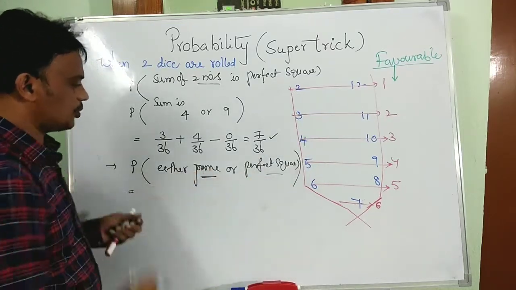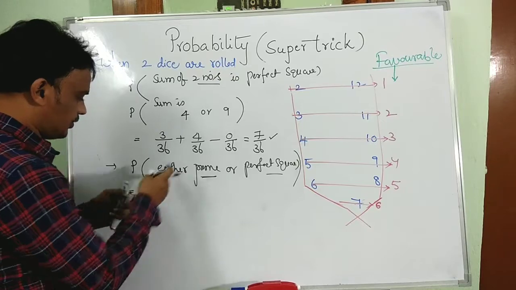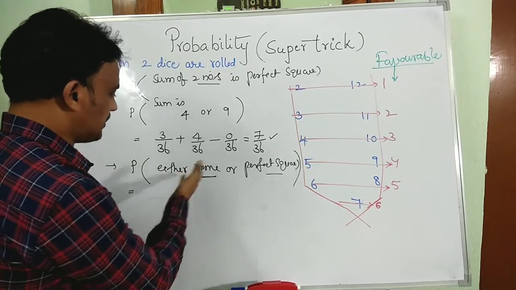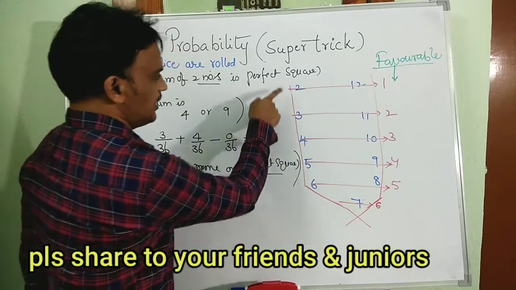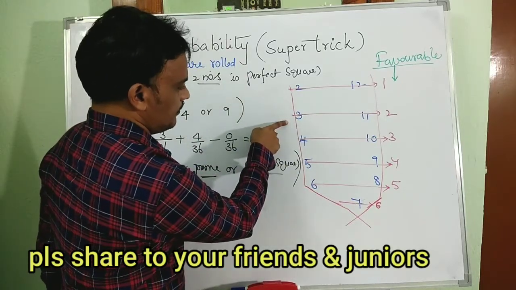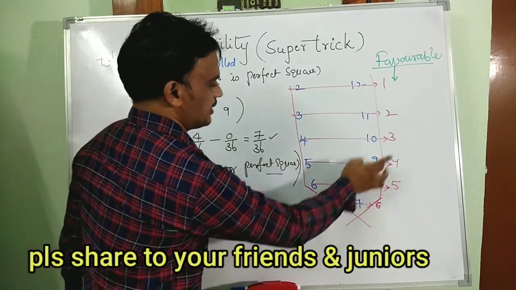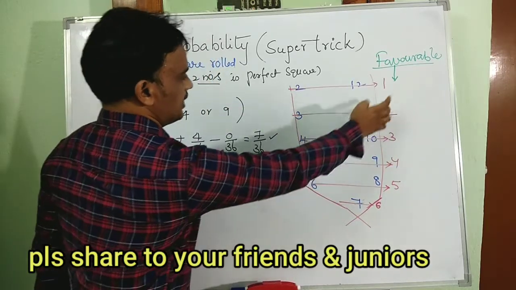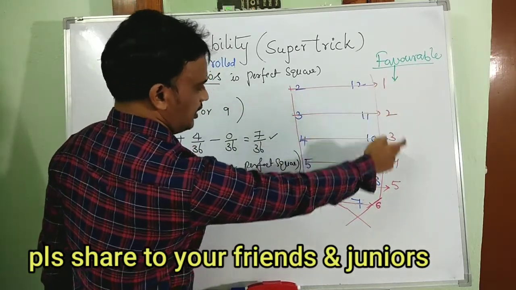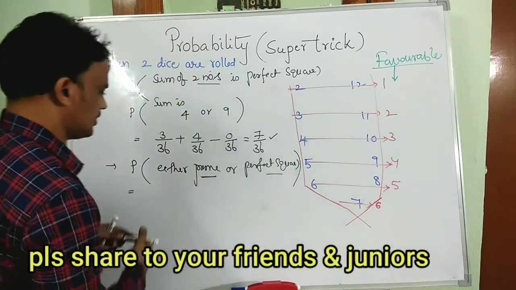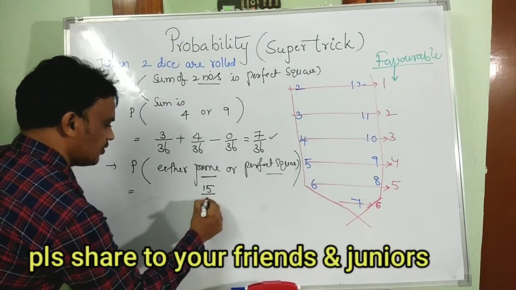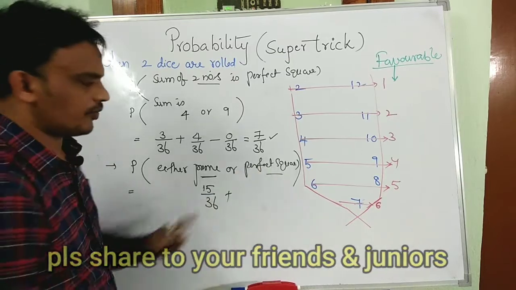We just proved this. Probability of getting the sum prime: sum is 2, 3, 5, 7, 11. The chances are 1 plus 2 is 3, 3 plus 4 is 7, 7 plus 6 is 13, 13 plus 2 is 15 chances out of 36, plus the perfect square chances.